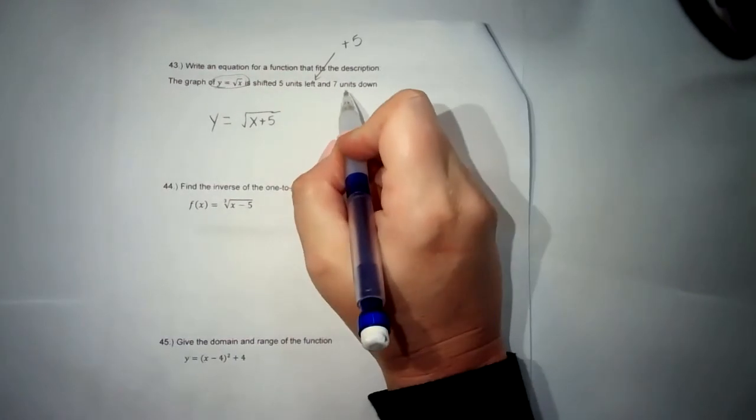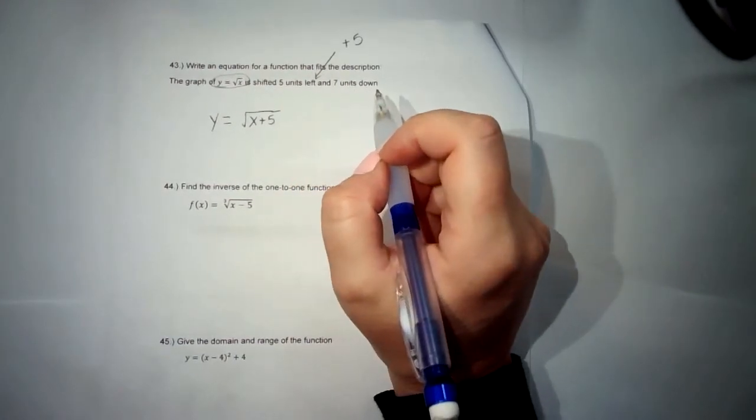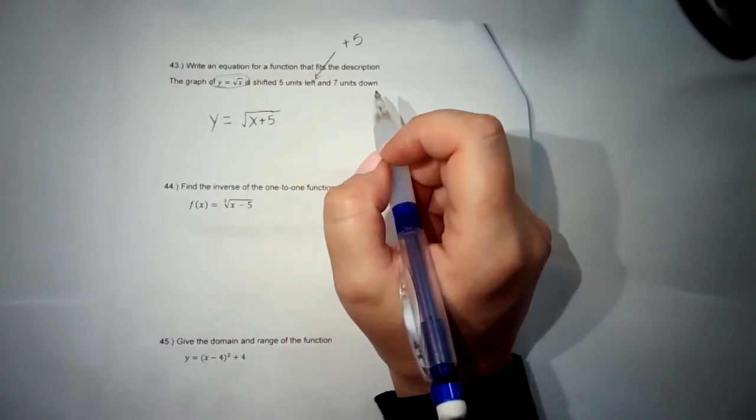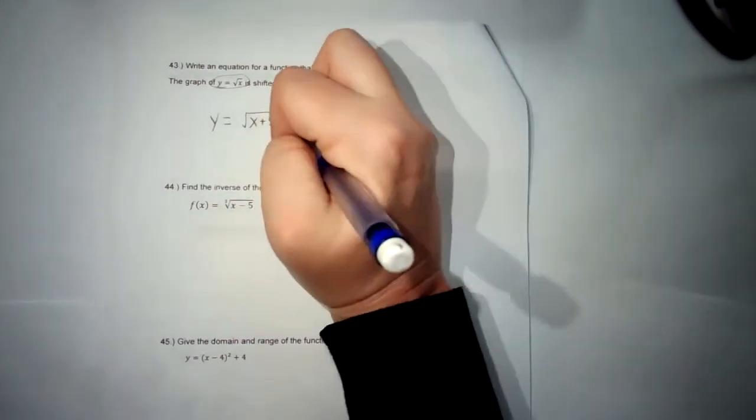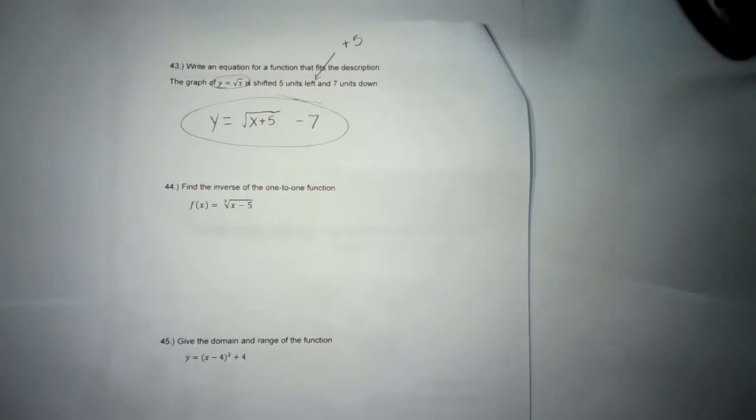Okay. 7 units down. Is that plus or minus? Minus. Where is that going to go? There you go. What if it was 7 units up? +7. Okay, good. So they're going to have all possible combinations of weird stuff happening. This is what you want.